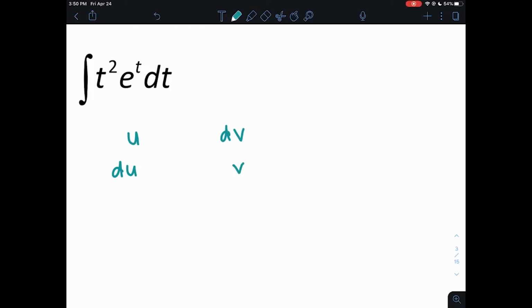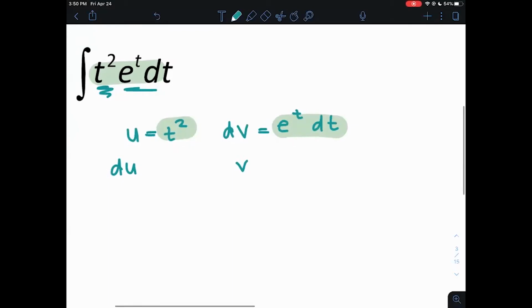So in this expression here, I'm going to make my t squared my U, and my e to the t dt my dV. And that should make up your entire expression, your entire integrand. Then du right here would be 2t dt, and v would just be e to the t power.